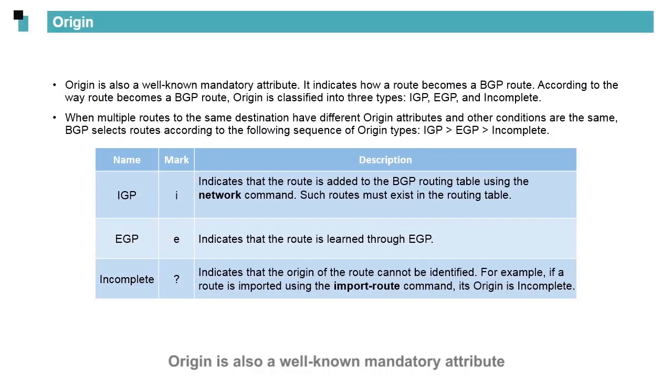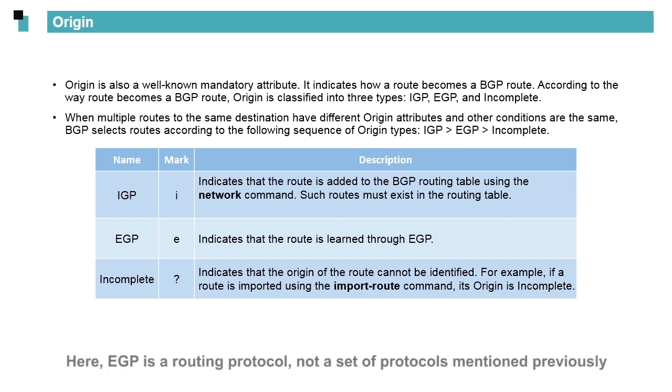Origin is also a well-known mandatory attribute. It indicates how a route becomes a BGP route. Origin is divided into 3 types: IGP, EGP, and incomplete. IGP, which is marked as I, indicates that the route is imported through an IGP. EGP, which is marked as E, indicates that the route is learned through the EGP.